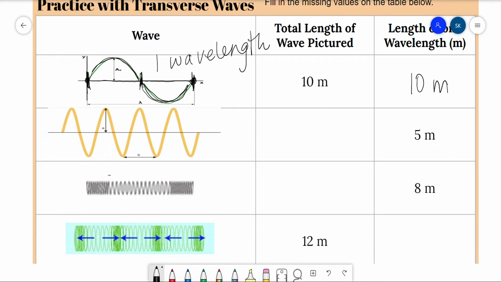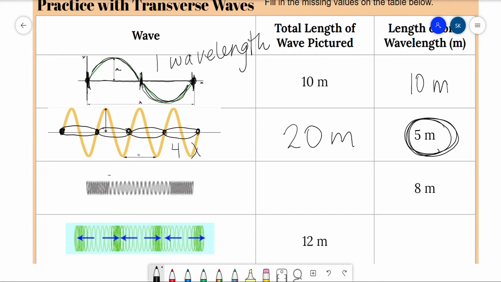Let's look at this next one. Okay, so I have a spot here where it starts going up, so I'm going to go to the next spot where it starts going up, and that's here. Here's one wavelength, two wavelengths, three wavelengths, four wavelengths. So we have a total of 4 wavelengths. If each wavelength is 5 meters long, and we have 4 of them, then this total wave is 20 meters long.